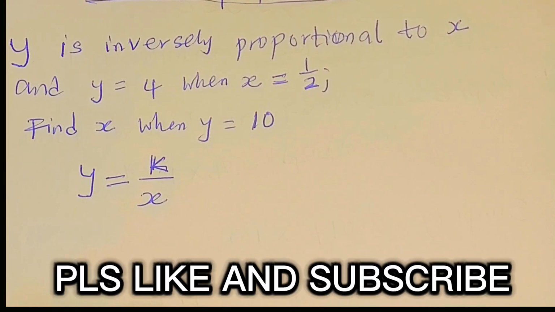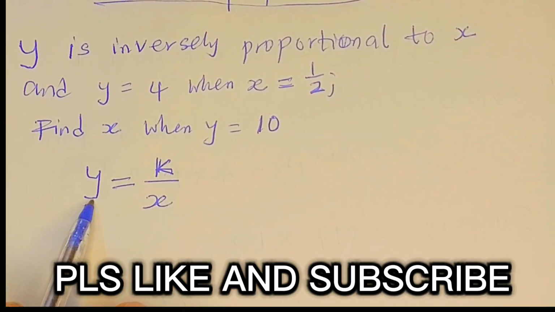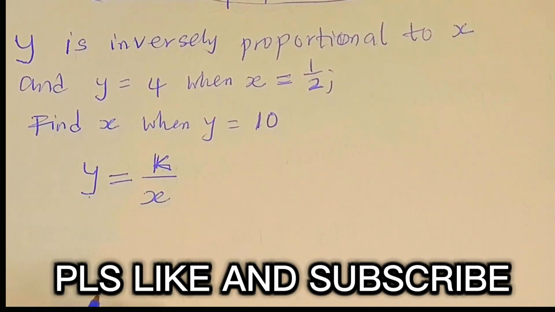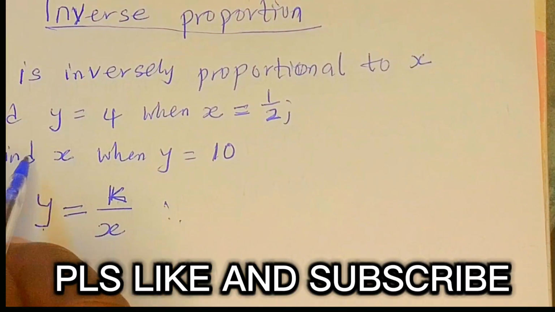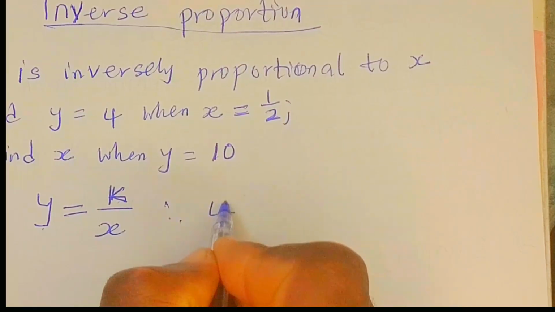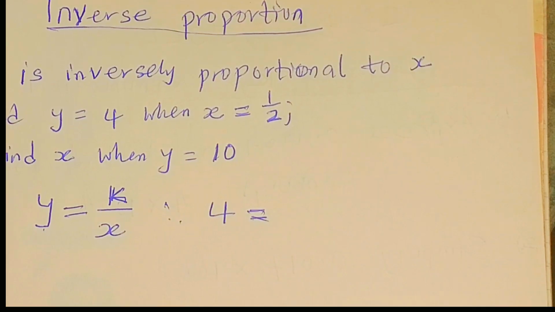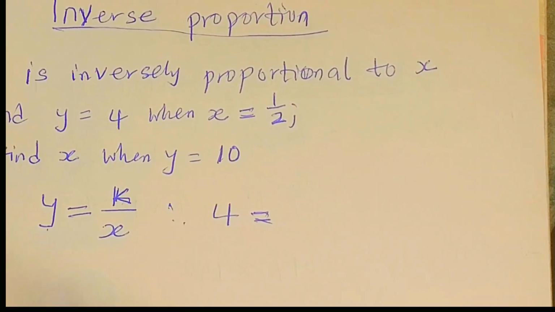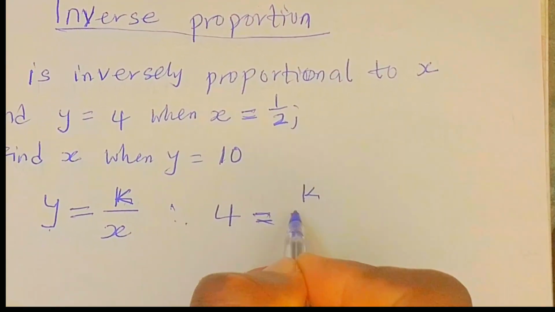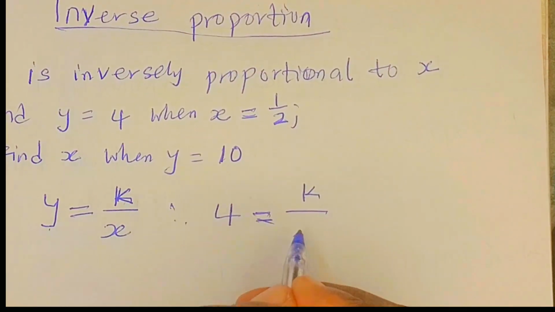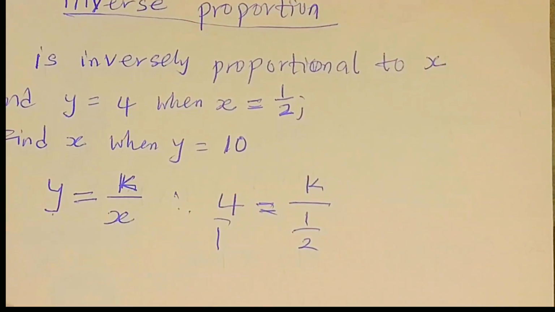So the next thing is to find out what y is and what x is, and then we substitute. Okay? So therefore, y is 4. So 4 equals k over x. What is x? x is 1 over 2. So this can be over 1 to balance the equation.